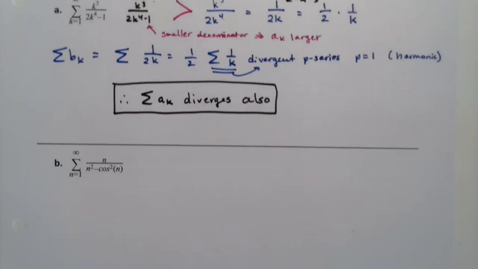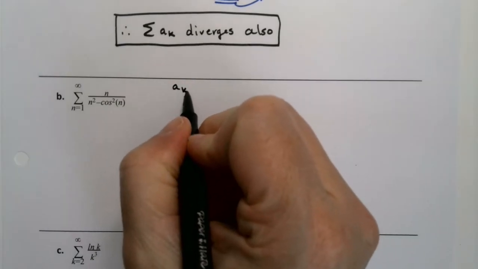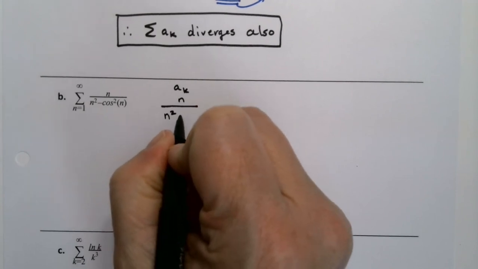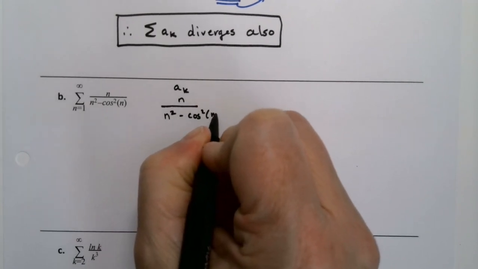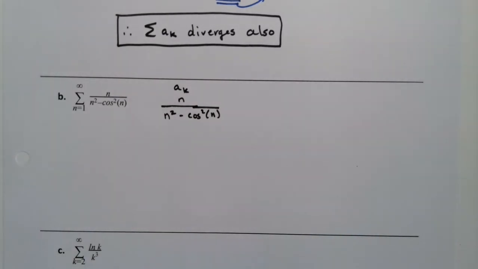Speaking of which, all right, let's look at this one. So A sub k on this one is that piece. It's n over n squared minus cosine squared of n. Interesting. Okay, so now we want to strip some pieces out of this.